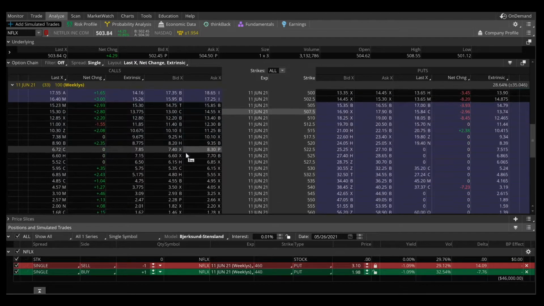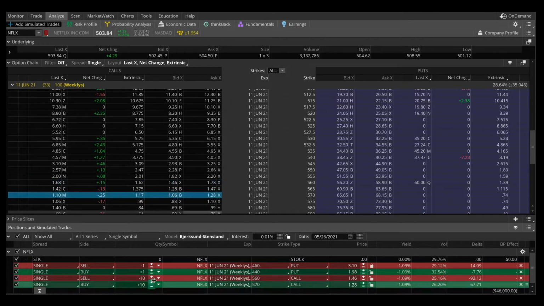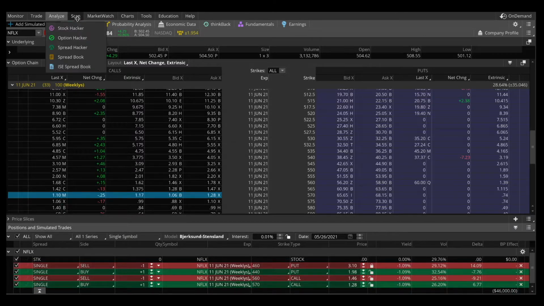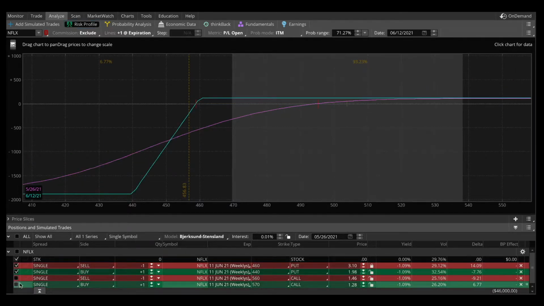And then just to set up something else I'm going to talk about later, I'm going to put up a couple more here. We're going to sell this guy and buy this guy. And I should really go in and change the default contracts so I don't have to do this every time. And then to get back to where we were, you're going to be in the Analyze tab and then click Risk Profile. I'm going to take off the call side that we just put on, and now we have a put spread. We sold the 460, we bought the 440 put.